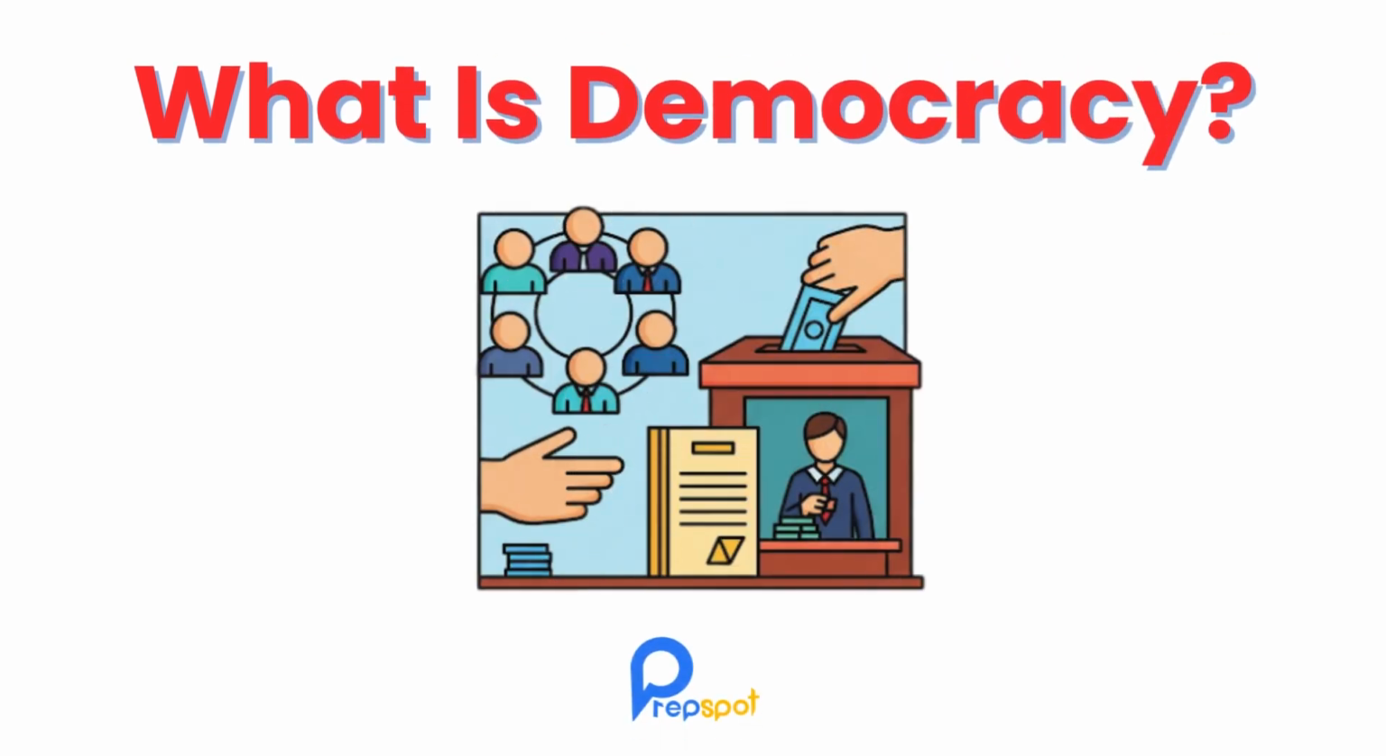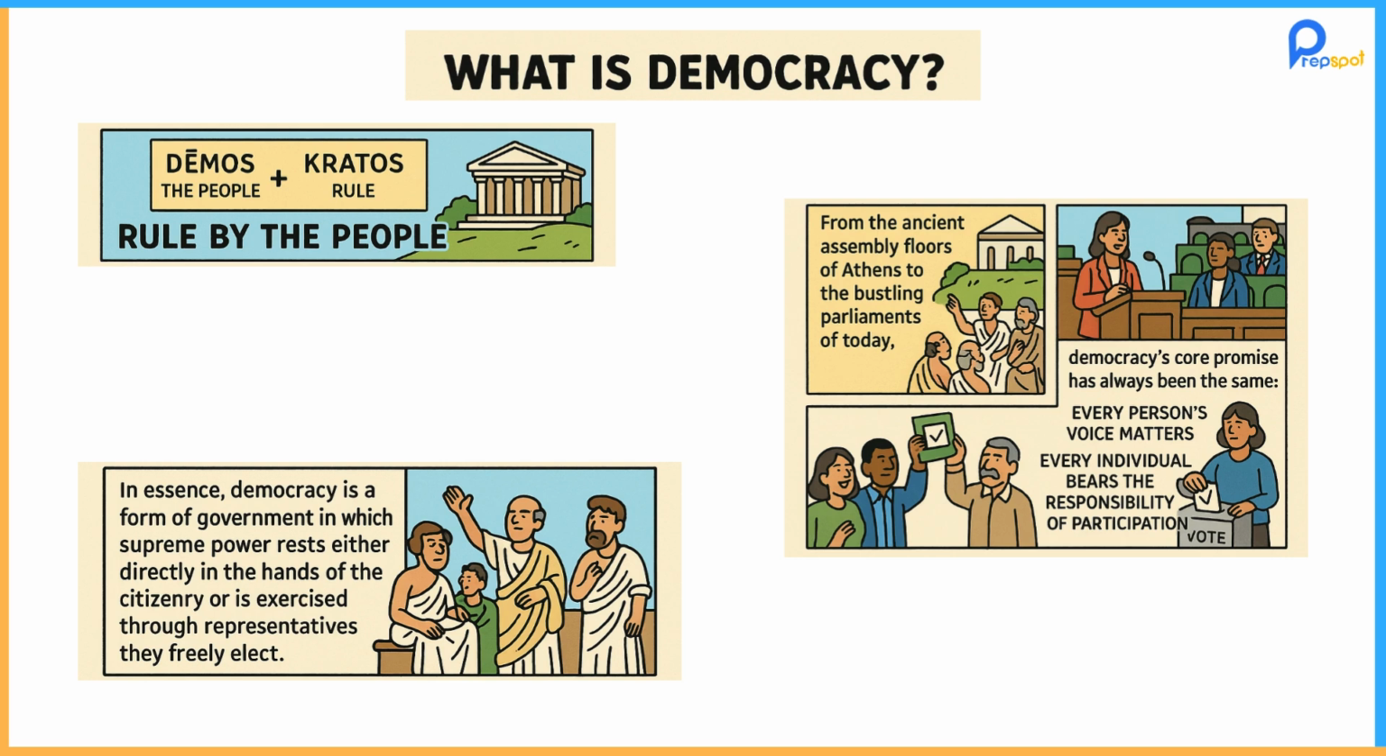In this video we are going to know about one of the most influential and enduring systems of governance in human history, democracy. Whether you are a student preparing for competitive exams, a history enthusiast, or simply curious about how power flows in modern societies, this session will give you a clear, engaging overview of democracy's meaning, origins, evolution, key principles, varieties, strengths, weaknesses, and its current global landscape. So, grab your notebooks or simply sit back and enjoy. Let's explore what it truly means when we say government by the people.